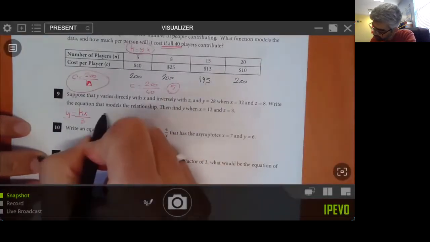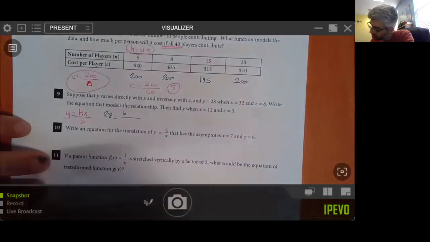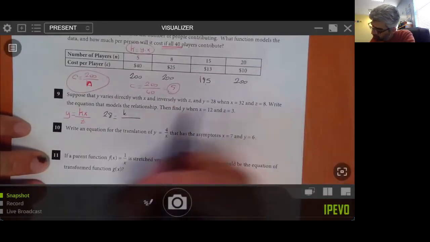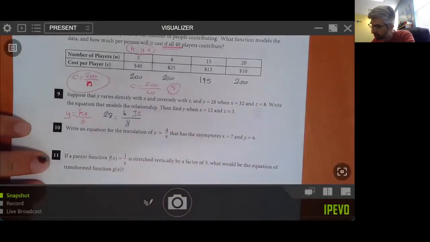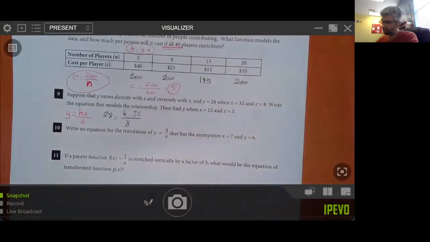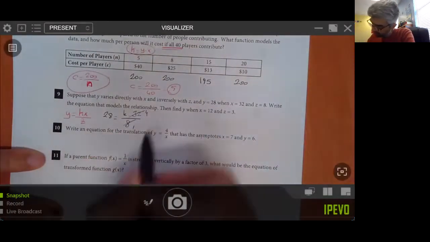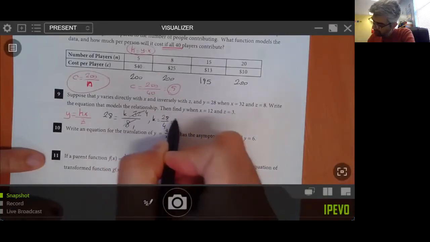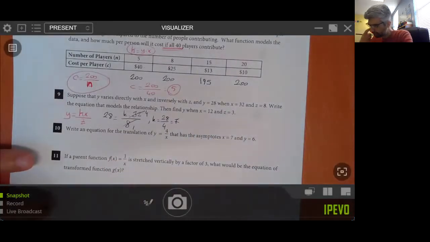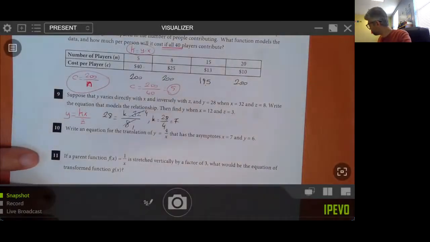Y is 28. I'm looking for k. X is 32, and z is 8. Okay, so from here, I need to find k. I can simplify them. Here I have 4. K is 28 divided by 4, which is 7. Okay, guys, k is 7, the constant of this direct or inverse variation.